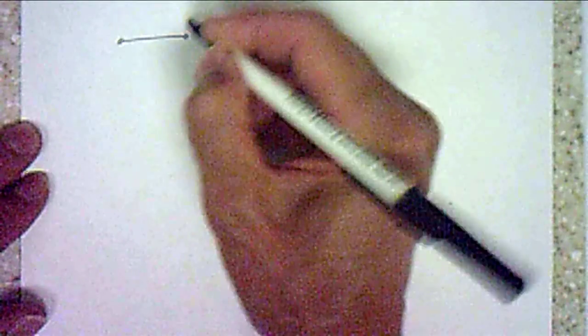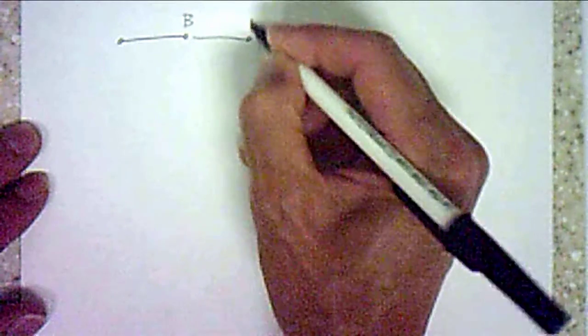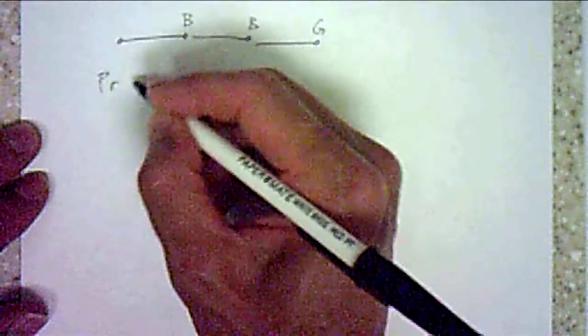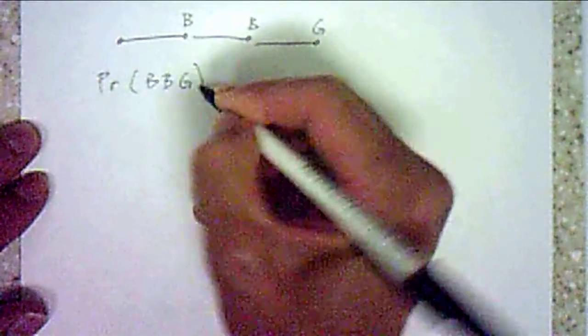Let's now move on to number 3. Number 3 says that a class has 10 boys and 5 girls. 3 students are selected from the class at random, one after the other. Find the probability that the first 2 are boys and the third is a girl. So this one has just one branch. I get a boy, I get a boy, I get a girl. That's it. So the probability of boy, boy, girl.